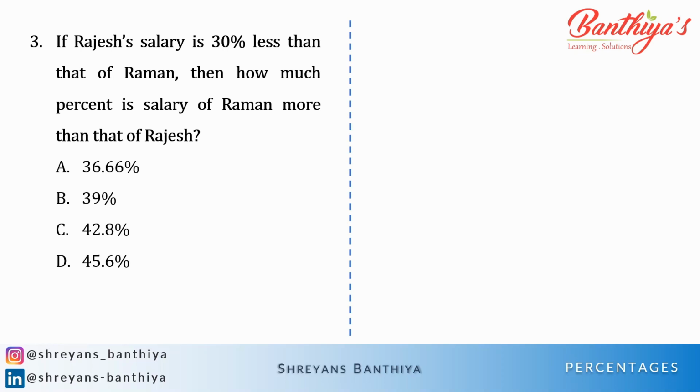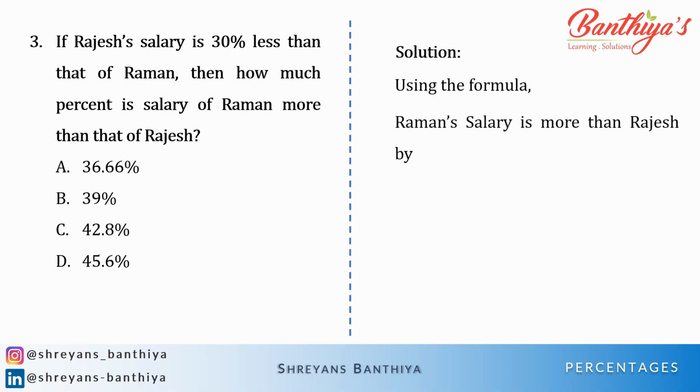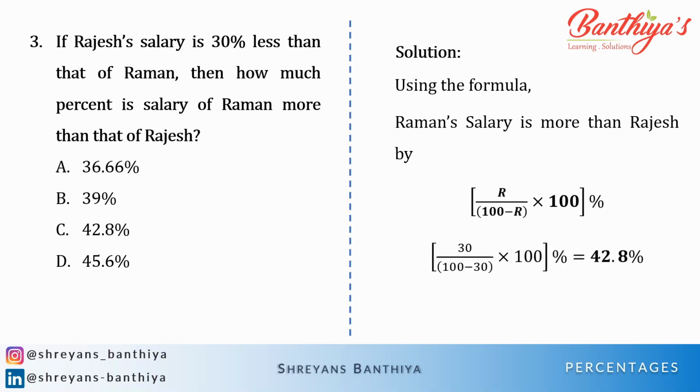Let's see the solution. The concept is similar to the previous one, but here Rajesh's salary is less than Raman's, so Raman's salary will be more. So the answer should be more than 30, and all the options are more than 30, so we will have to solve the question. Now using the formula, we get Raman's salary is more than Rajesh's by R divided by (100 minus R) into 100, that is 30 by 70 into 100, that is 3 by 7. Now 3 by 7 is not a standard ratio, so we'll have to solve it and we'll get the answer 42.8.